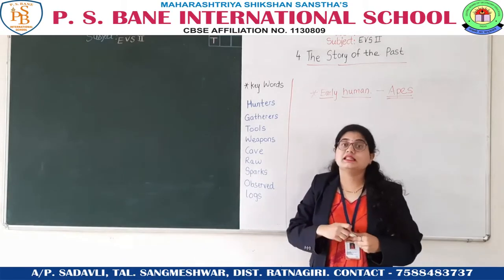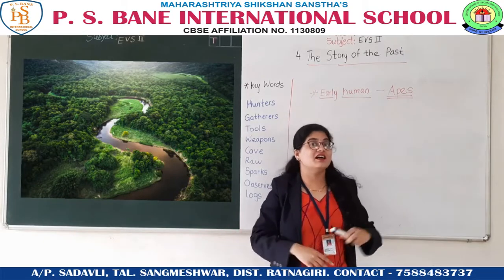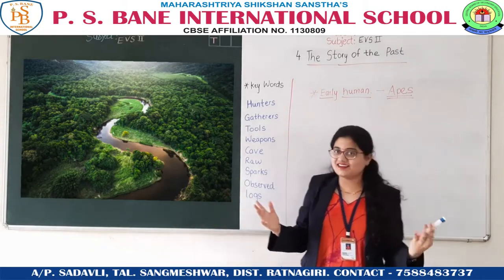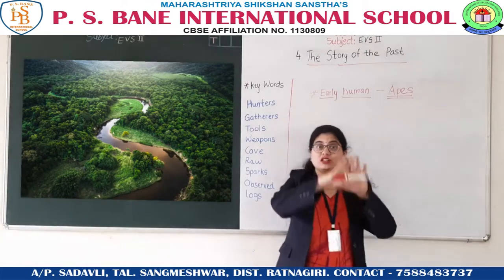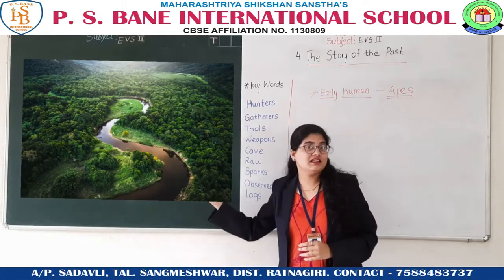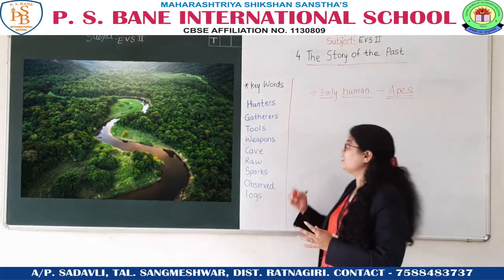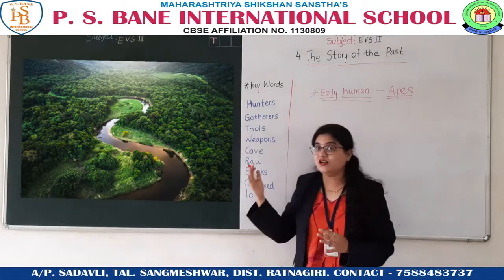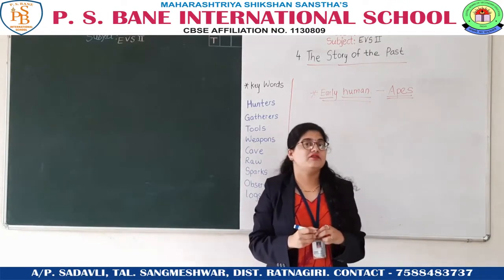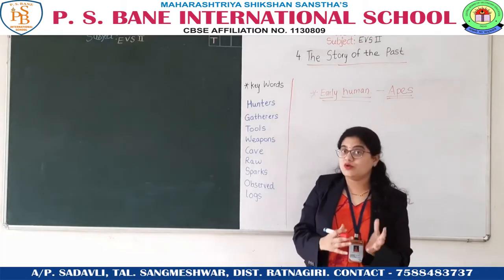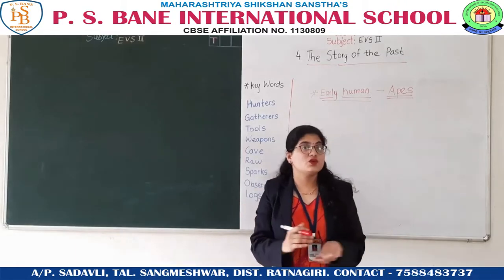So, they were living in the forest near the river. You can see in the picture the forest which is near the river. These early humans were living in the forest near the river. Now, we know that wherever we are, we need food. So, these early human beings also needed food.